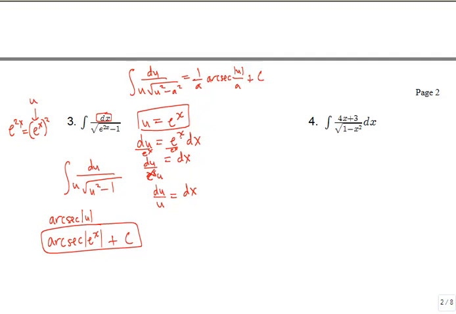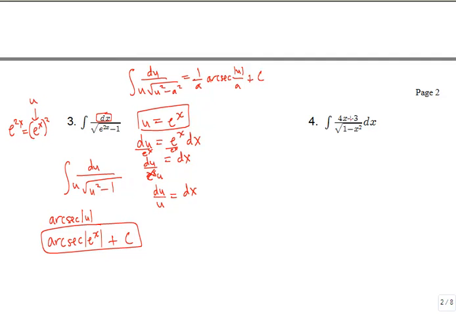But since e to the x was our u, I could divide through by that e to the x, turn it into a u, and now my dx became du over u. And that made me have an integral only using u's, which is what I wanted. Okay? All right, let's try another one.